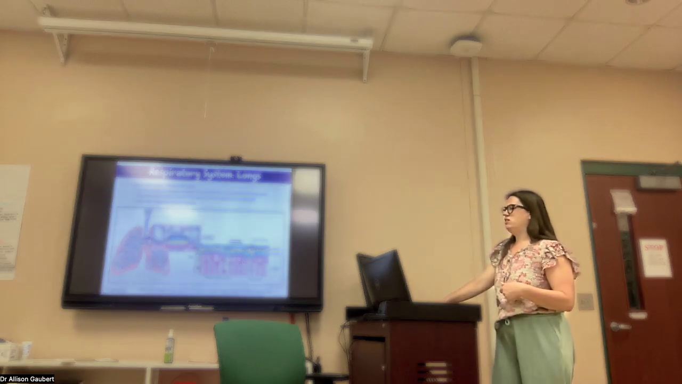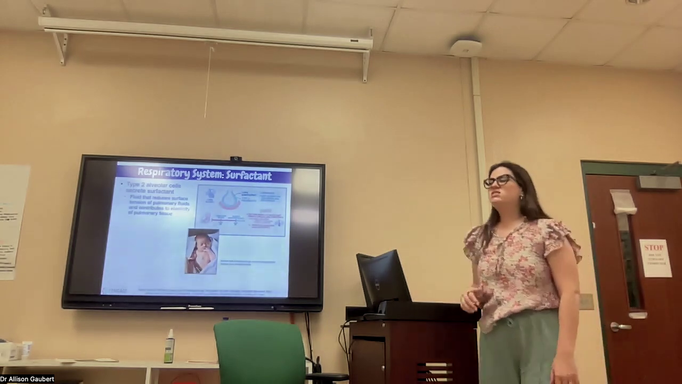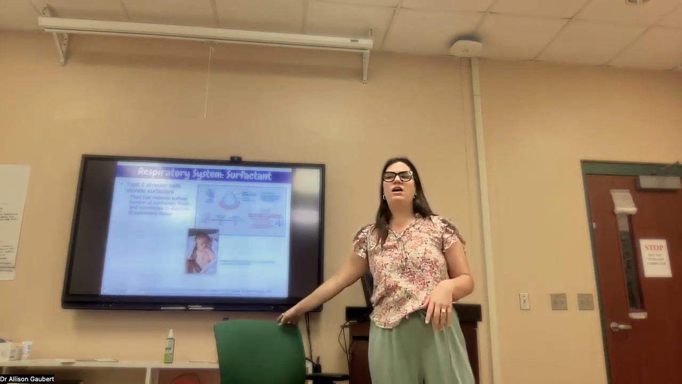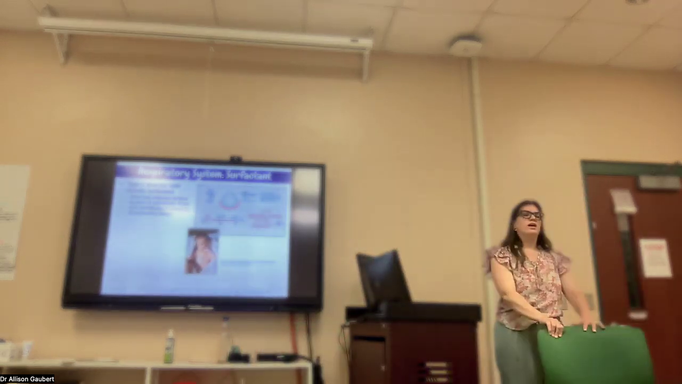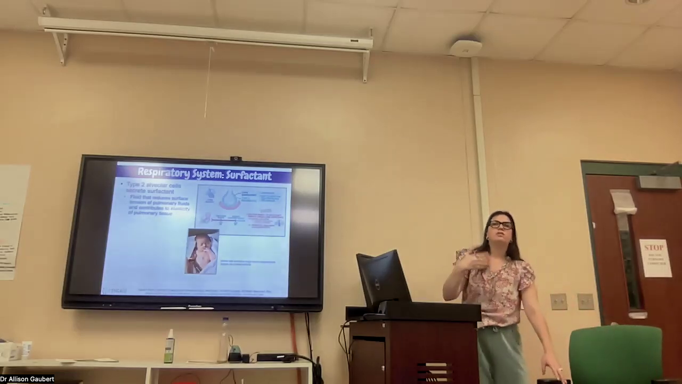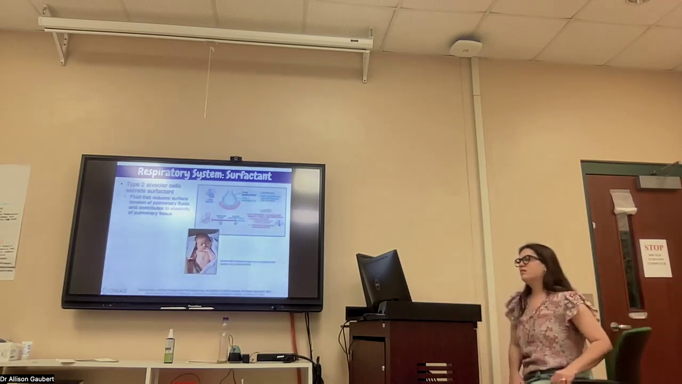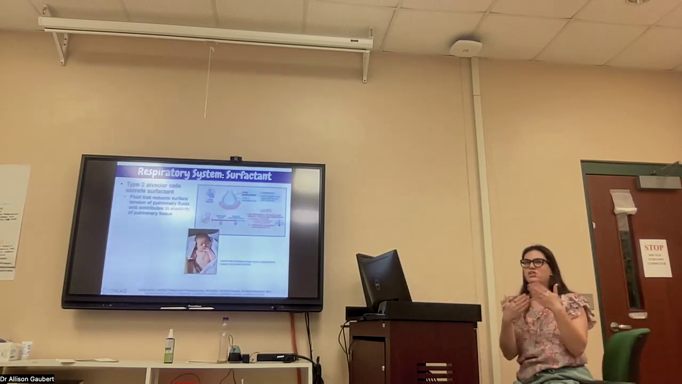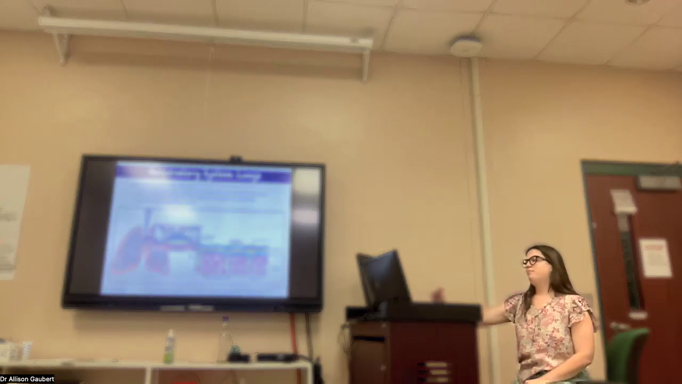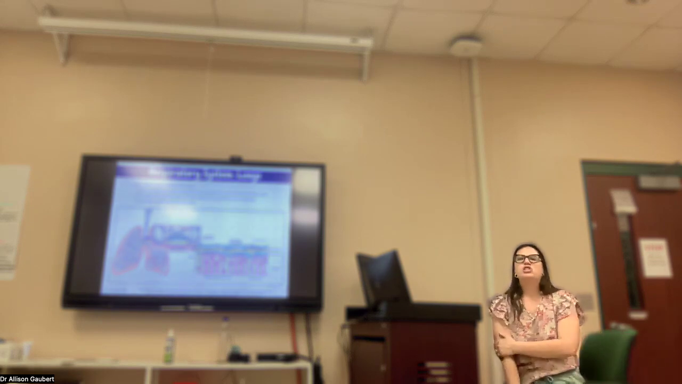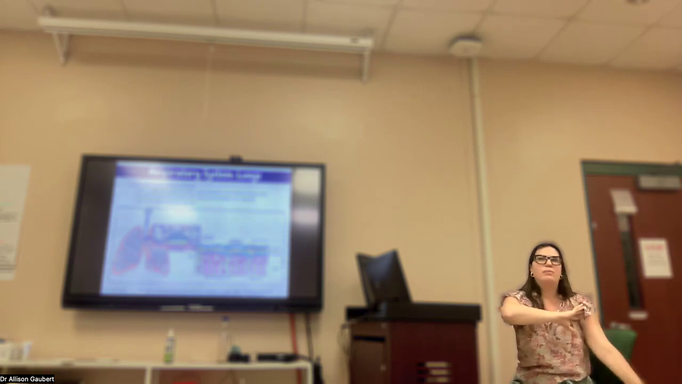Now, there can be conditions where adults have issues with surfactant production. Cystic fibrosis is kind of an example of that. Essentially, the alveoli can't expand and contract, and we have an issue with carbon dioxide and oxygen exchange. Okay, any questions about this? Okay. All right, so we said carbon dioxide, oxygen transfer.